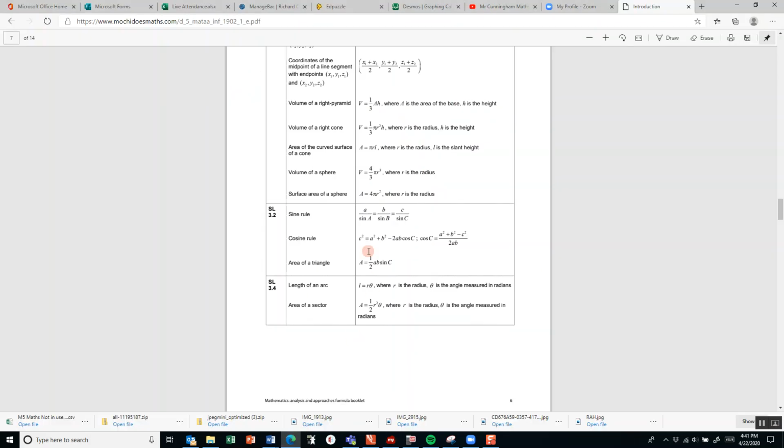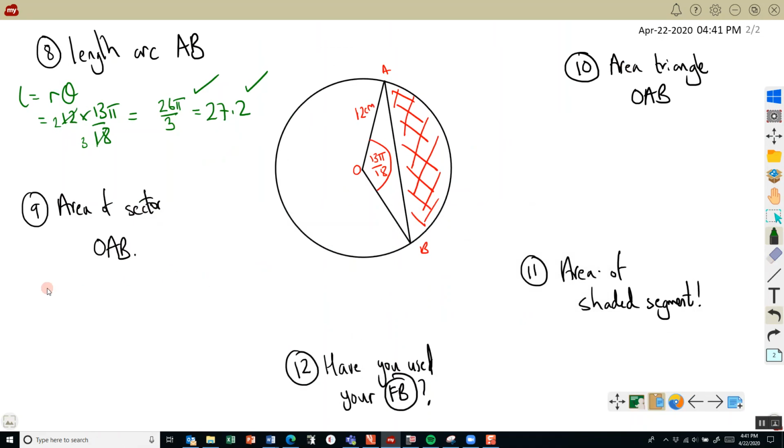Okay, question 9. We've got the area of a sector, half r squared times theta. R is the radius, theta is the angle measured in radians. Half r squared times theta. Area equals half r squared times theta. 1/2 times 12 squared times 13 pi over 18. So I've got 144 over 2 times 13 pi over 18.